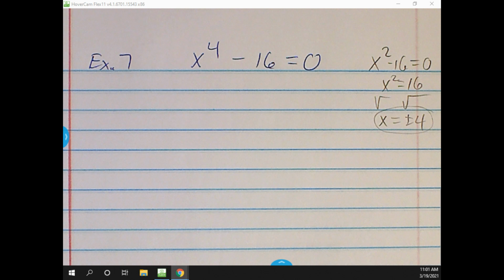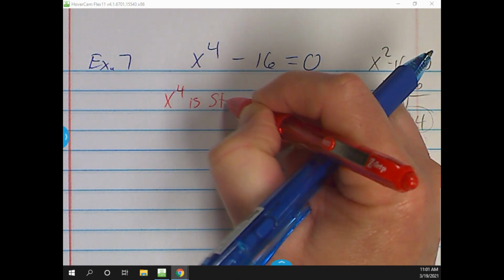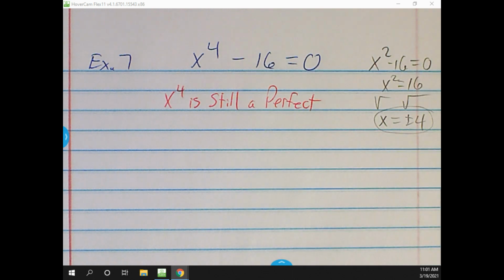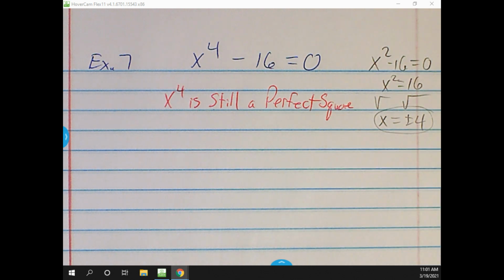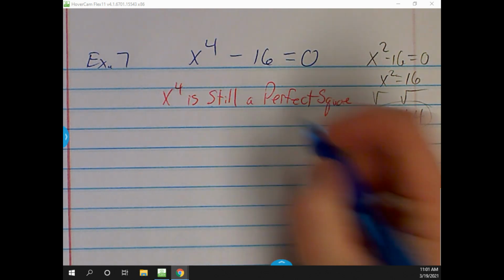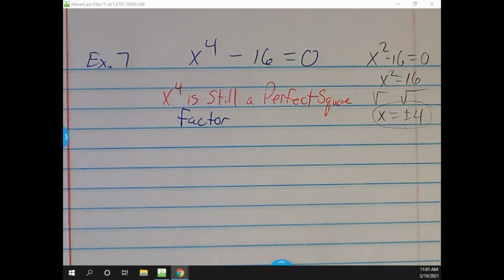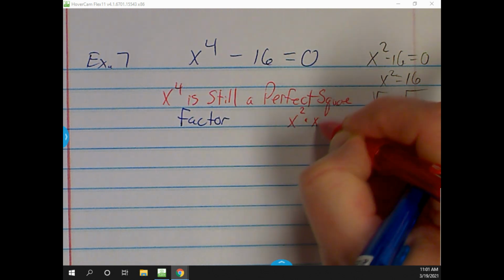Here's the catch on this one. x to the fourth, and this is where we're going to go back to that perfect square part we were doing before. It's still a perfect square. So we're going to do that one like we did this one when we were factoring. So we're going to factor this thing. Now, the part that makes it a perfect square is that it's going to be x squared times x squared.